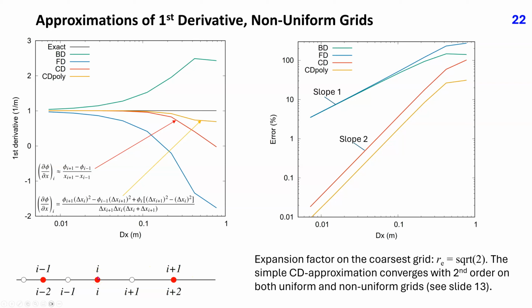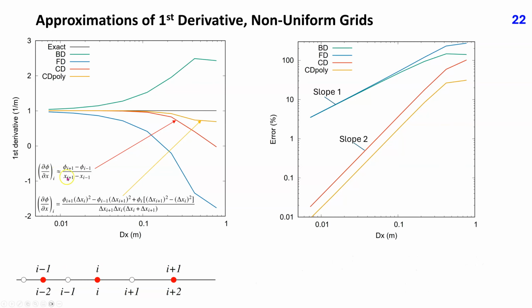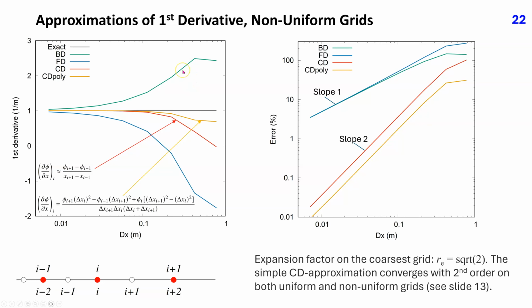In addition to the simple central difference approximation, which ignores grid non-uniformity, given by this expression, the formula derived by fitting a parabola to variable values at three grid nodes, given by this expression, was also used. The figure on the left shows the exact value of the first derivative at x equals 0 and the variation of numerical approximation by backward difference, denoted by BD, forward difference, denoted by FD, simple central difference, denoted by CD, and central difference from polynomial fitting, denoted by CD poly, as the grid spacing dx is reduced.